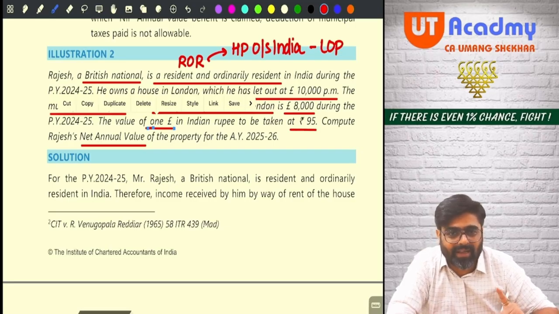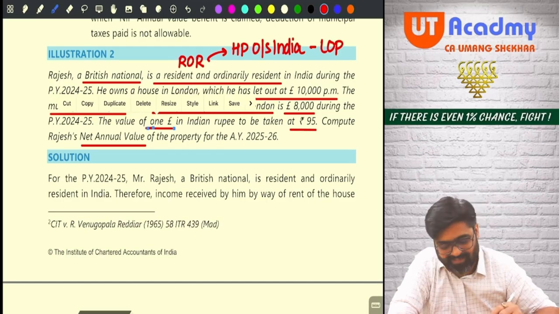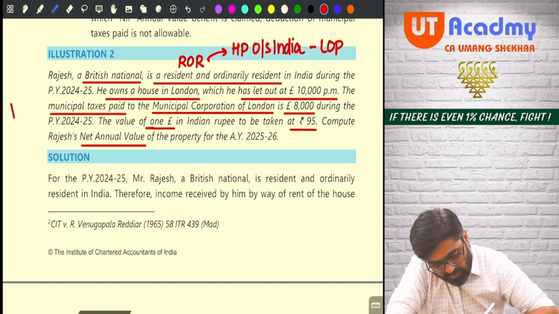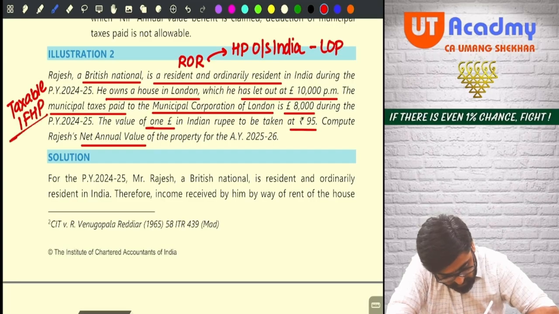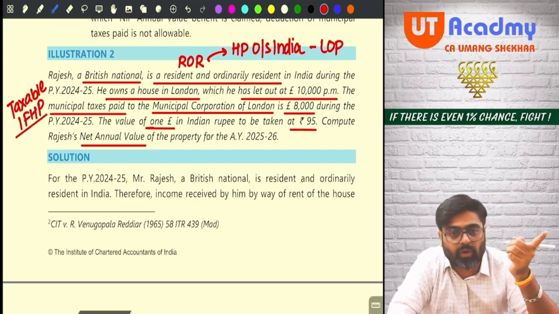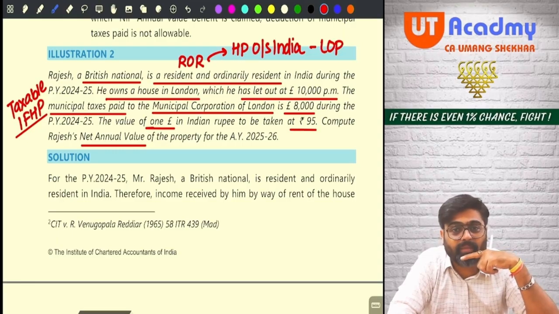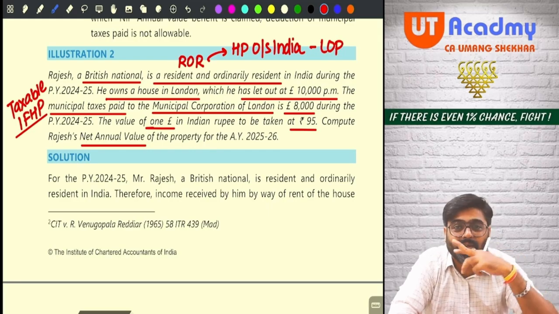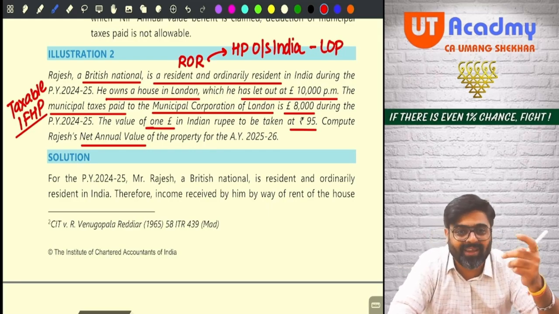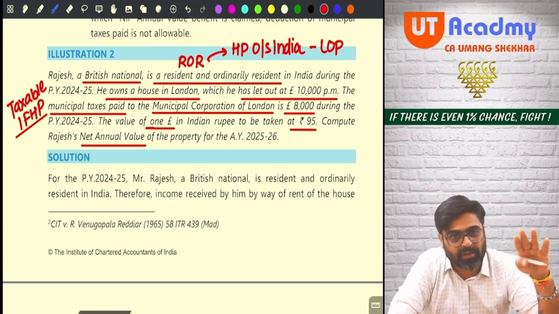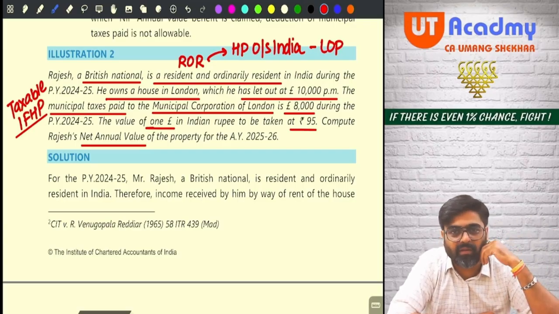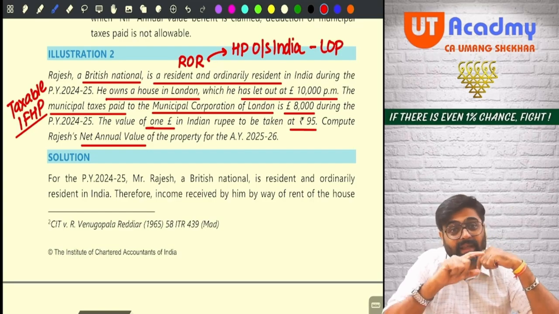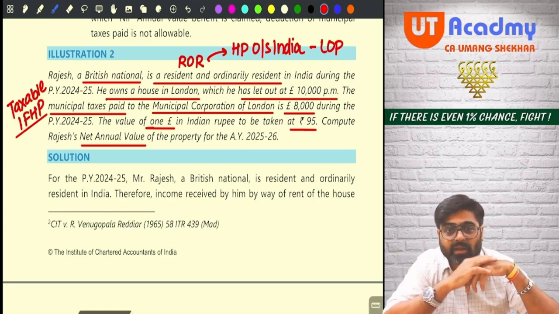Now see, there can be a catch in this question. What if they are telling you to calculate taxable income from this house property? Instead of NAV, if they would have asked you to calculate the taxable income, don't you think from this NAV you would have taken two deductions? 24 clause A and 24 clause B. 24 clause B is for interest on housing loan, not available. No housing loan taken. But 24 clause A, standard deduction, would have been allowed.